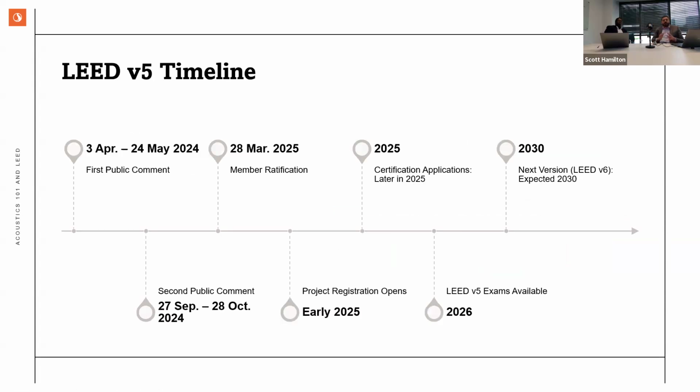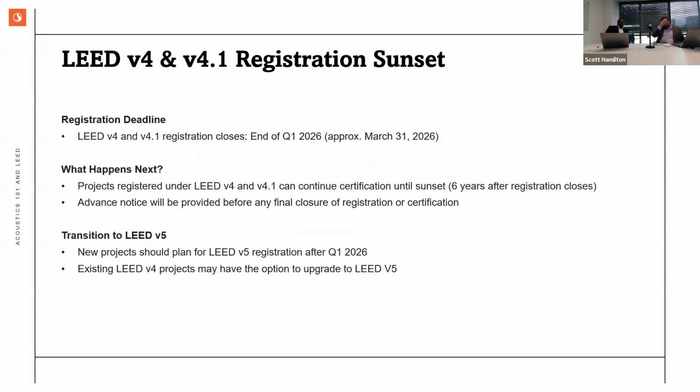Let's talk about timeline. This is an overview of the timeline. We're currently past the project registration being available, and as mentioned, we expect currently more of the same. Certifications typically come a little later after that. And one question we've gotten is, when is LEED v4 being sunset? We're expecting that sometime at the end of Q1 for 2026.